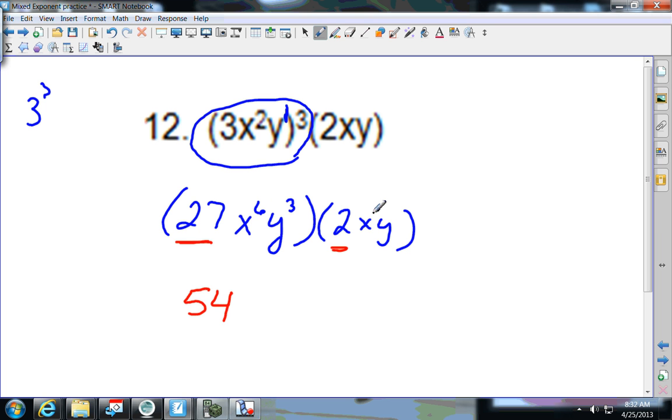x to the 6, x to the first. That would be x to the 7th power. y to the third, y to the first. That would be y to the 4th.